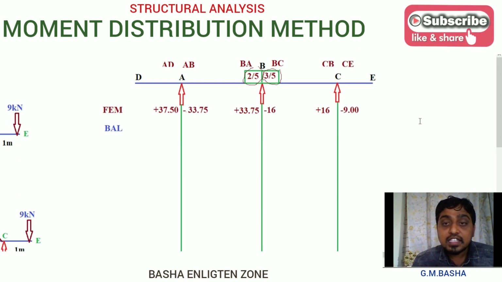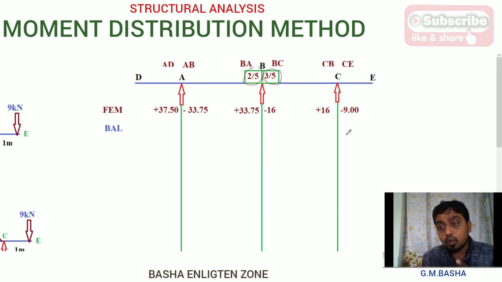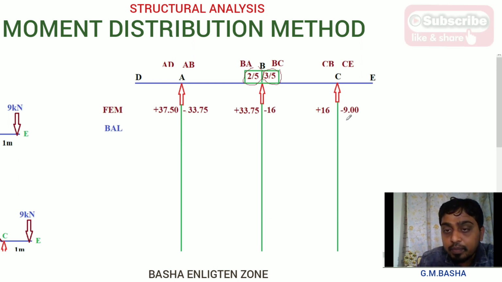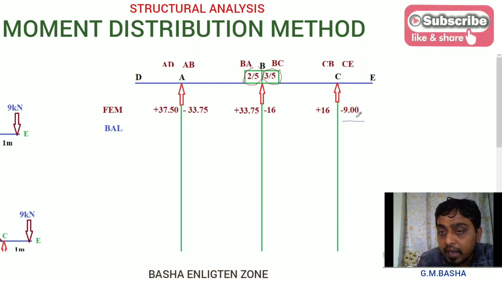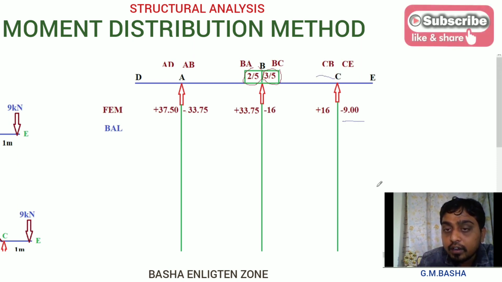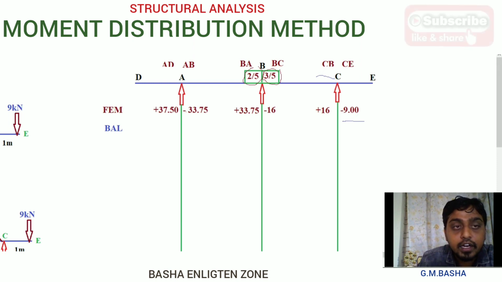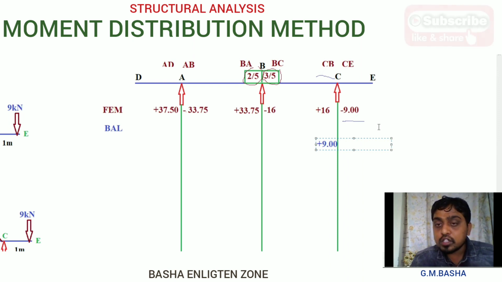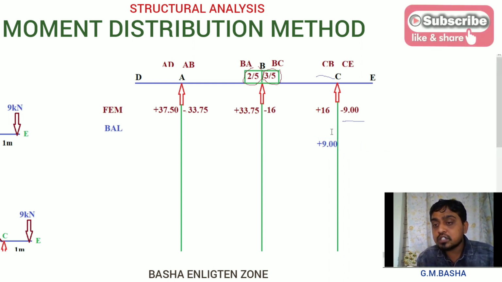But here CE and AD are the overhanging positions of the beam. At an overhanging position, the final moments and the fixed moments you are considering will always be in a balanced position. To make the overhanging position balanced, we take the same moment with opposite sign. See here, CE is minus 9, so finally CB will be plus 9. Take down CB will be plus 9. Why? Because only then will the overhanging positions be balanced.